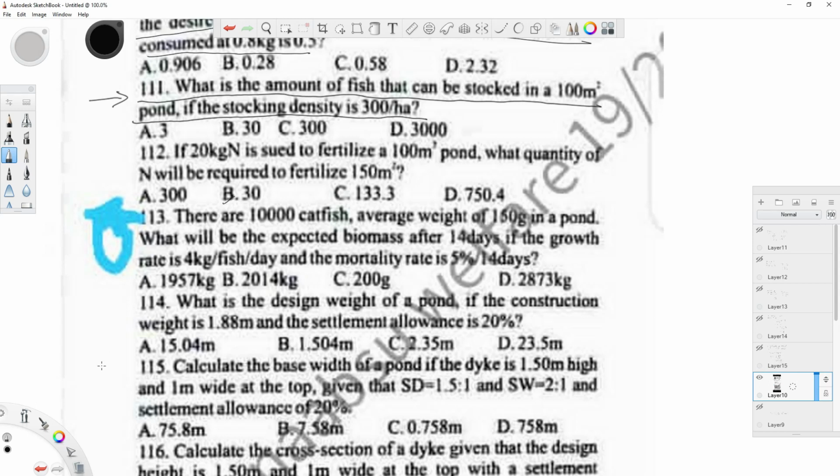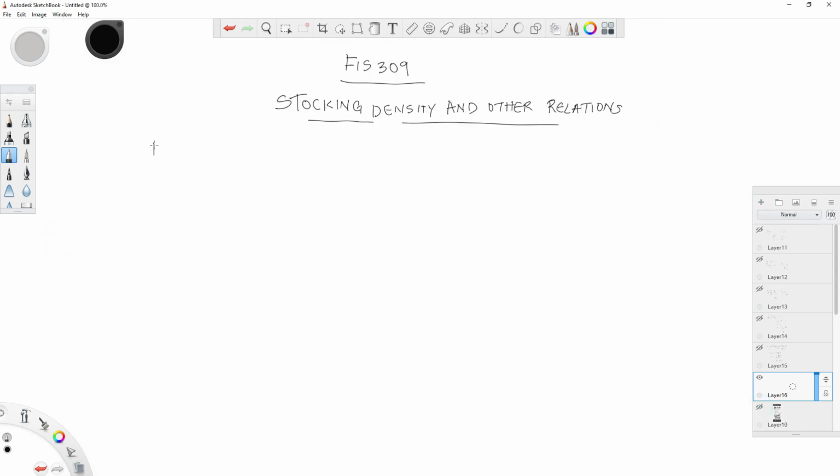Okay, now let's go to this next question. There are 10,000 catfish with an average weight of 150 grams in a pond. I believe we need to write this question one after the other. So the number of fish in the pond is 10,000 fish, and their average weight is 150 grams. Okay, now let's go to the next.